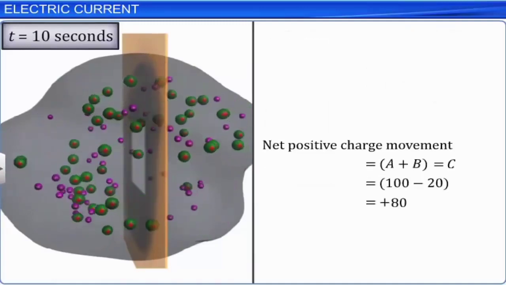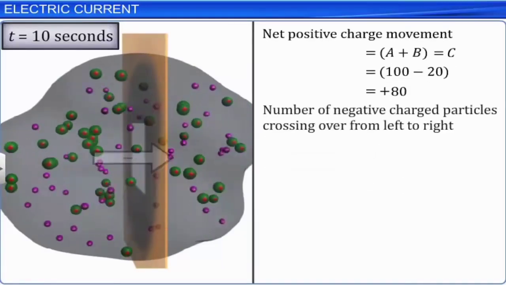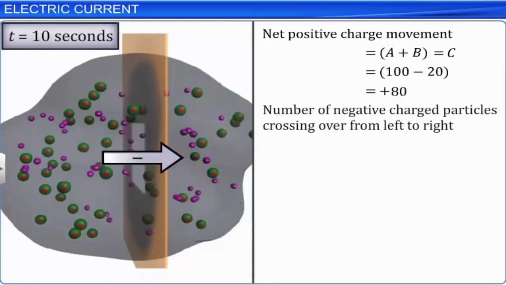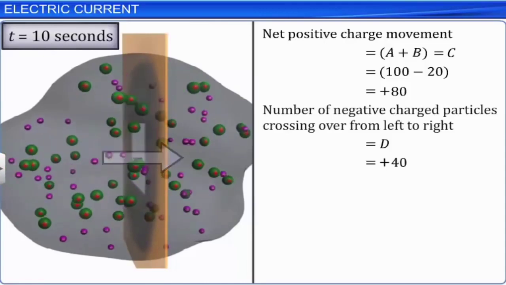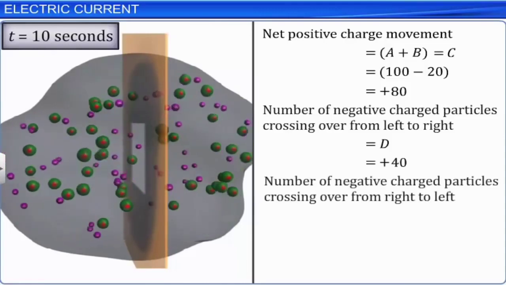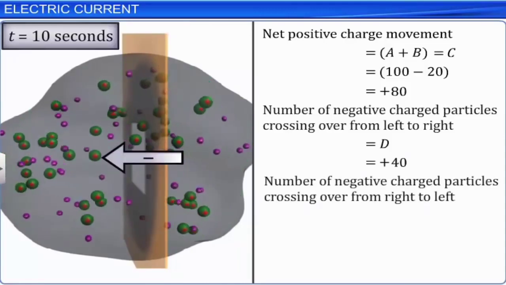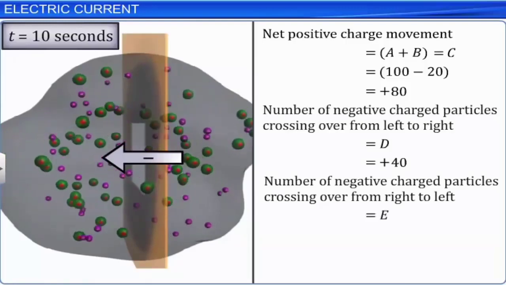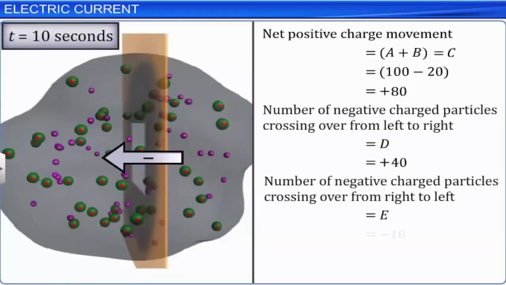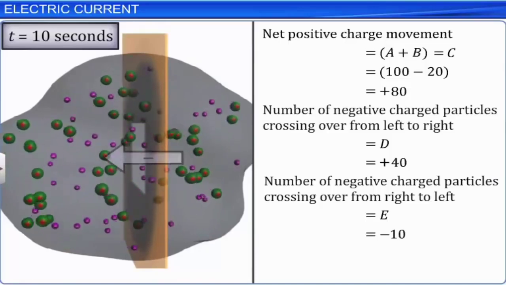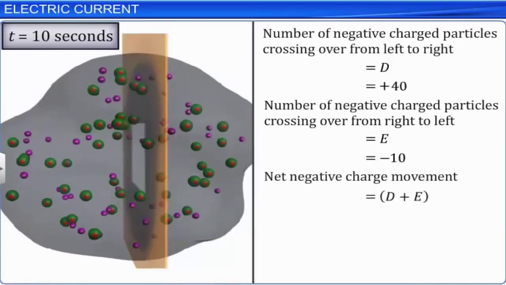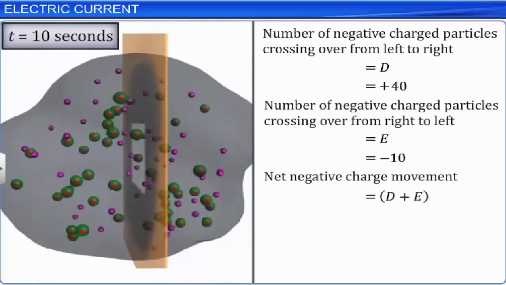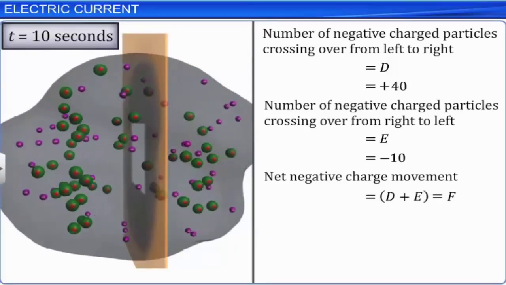The number of negative charged particles crossing over from left to right is equal to D, which is equal to plus 40. The number of negative charged particles crossing over from right to left is equal to E, which is equal to minus 10. The net negative charge movement is D plus E is equal to F, which is equal to plus 30.